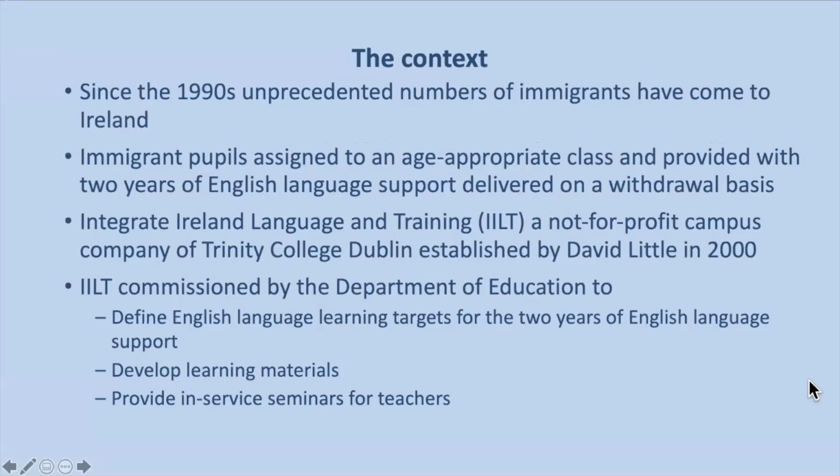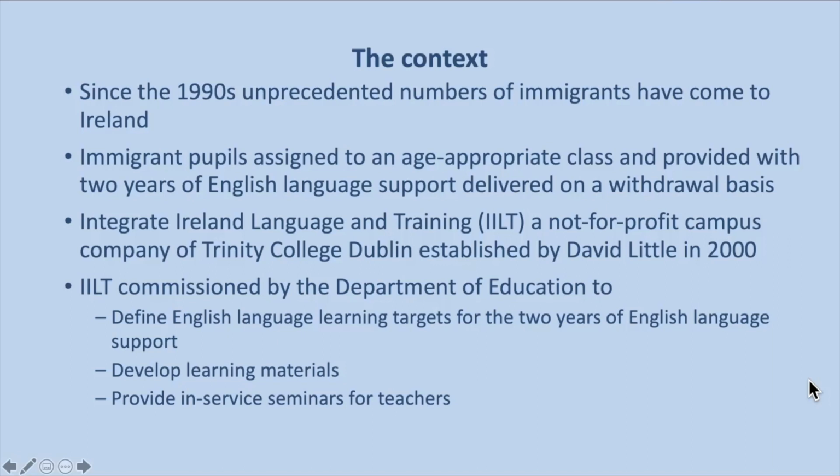First of all, a few words about the context. Since the 1990s, unprecedented numbers of immigrants have come to Ireland. Government policy at that time was to assign these pupils to an age-appropriate class and then provide them with 2 years of English language support delivered on a withdrawal basis.